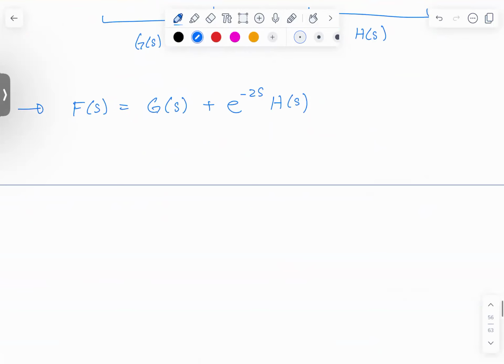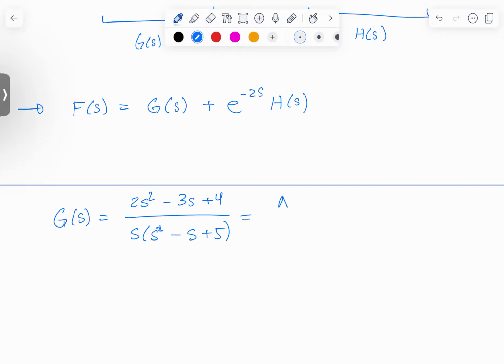Okay, so let's start with g of s. Always want to practice, make sure we're good at making a partial fraction. So let's make it. What does this become? A over s, plus, I guess, bs plus c.